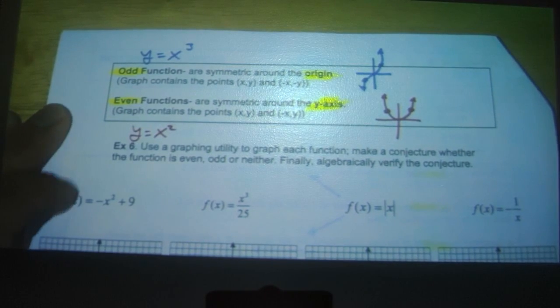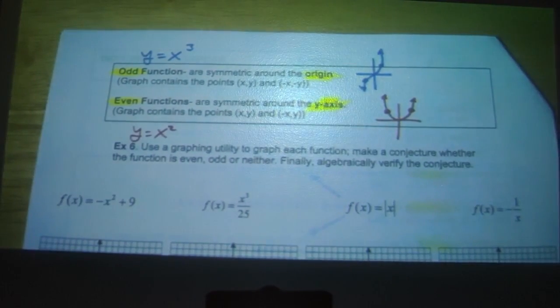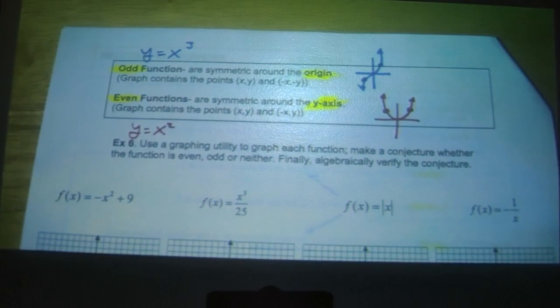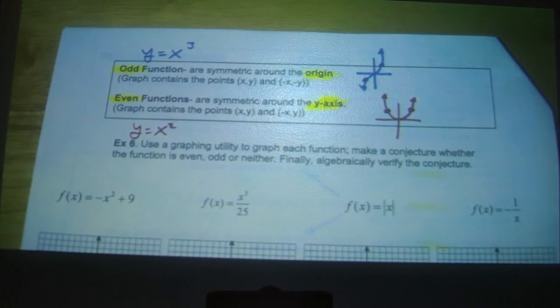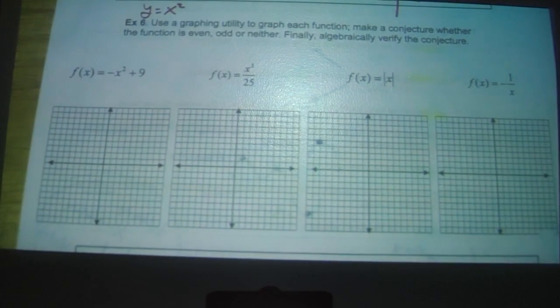So if you ever forget, for odd, graph y equals x cubed, that's an example of an odd function that's symmetric to the origin. For even, just graph y equals x squared, oh yeah, it's symmetric to the y-axis. Or I always remember OO, odd origin. They both start with O. So you're going to be asked to look at these graphs and identify if these guys are even or odd.